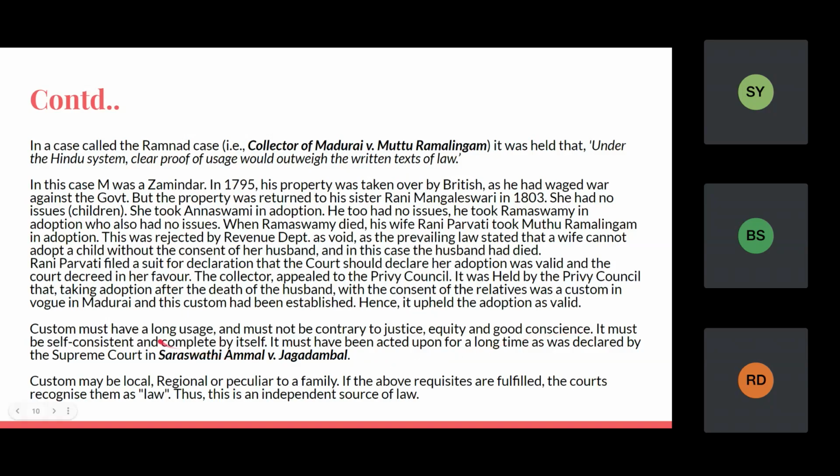Customs must have a long usage and must not be contrary to justice, equity, and good conscience. It must be self consistent and complete by itself. This was held by the Supreme Court in Saraswati Ammal versus Jagdambal. Customs may be local, regional, or peculiar to a family.